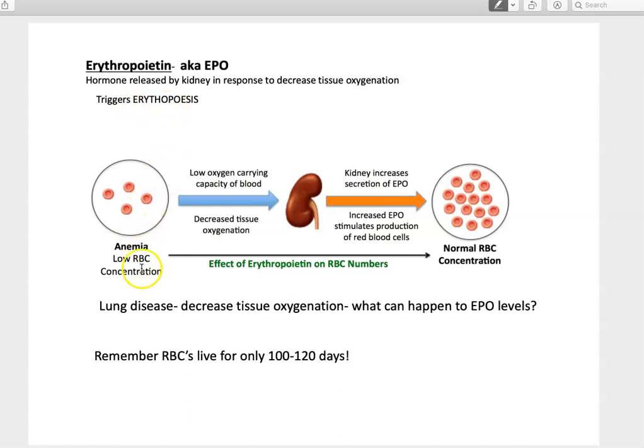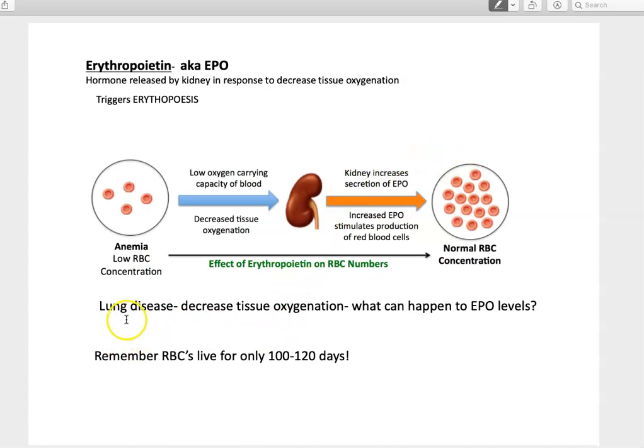So if you are anemic, you have a low red blood cell count, your body's going to sense that low oxygen carrying capacity of the blood. There's not enough red blood cells to carry the hemoglobin to perfuse your tissues. So your kidney releases EPO. EPO triggers erythropoiesis. Where's erythropoiesis taking place? In your red bone marrow. Got it?